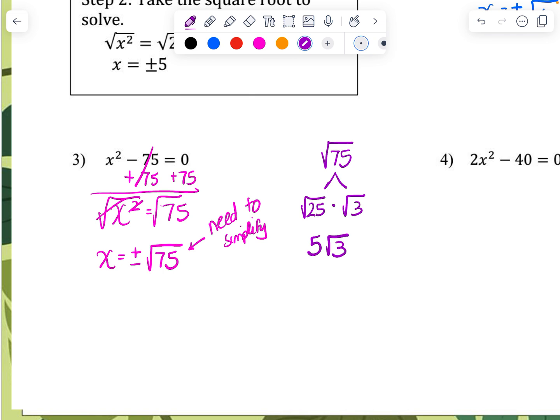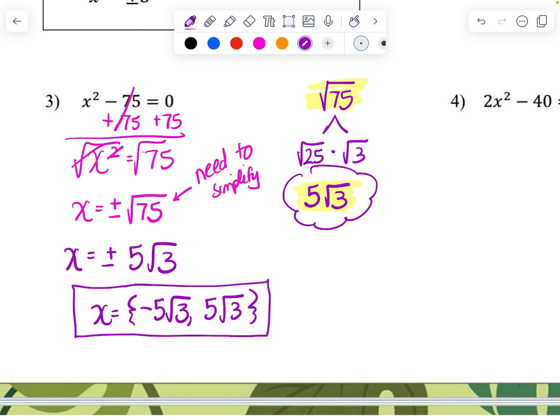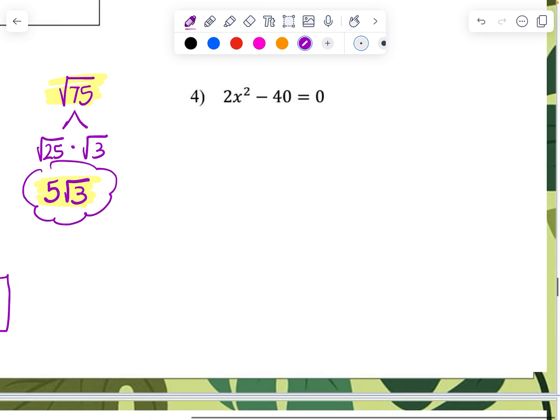And if you were to put these two in a calculator, the square root of 75 and 5 times the square root of 3, they would give you the exact same answer. But this is what we need. So x is equal to plus or minus 5 square root of 3. X is equal to negative 5 square root of 3 and positive 5 square root of 3. And again, I'm just showing you solution sets today. Tomorrow I will probably skip those, but I want you to know that those exist, that we can see the individual answers and how many answers we have very clearly.